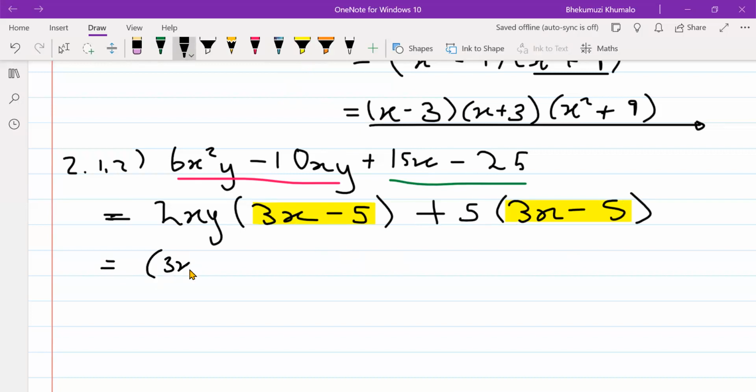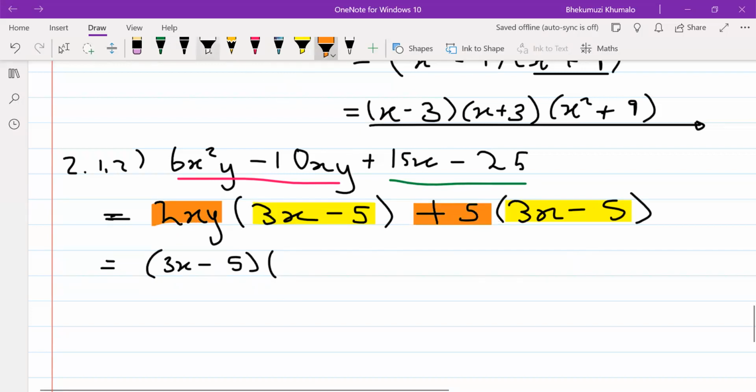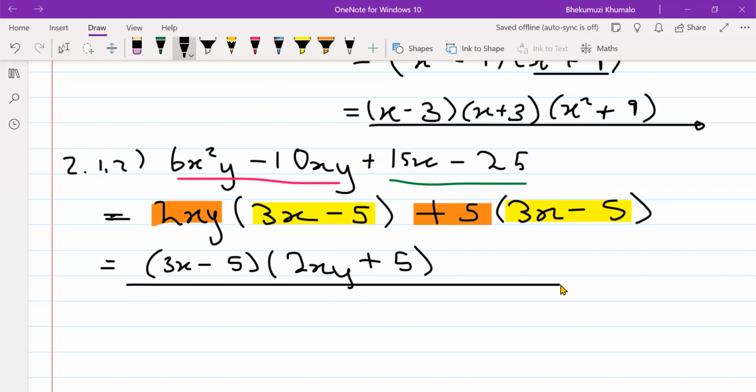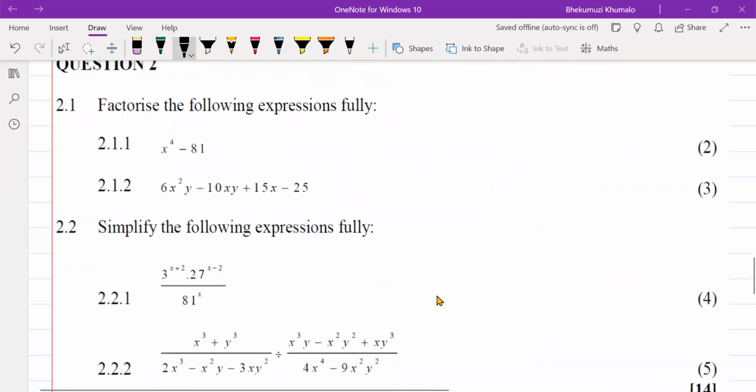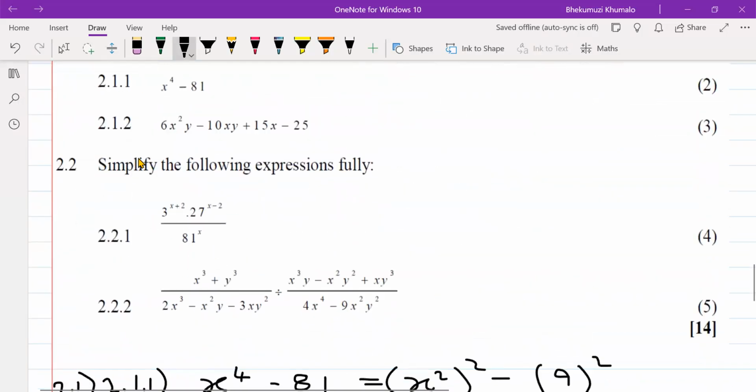So it's 3x minus 5, and create a second bracket where we would take 2xy and 5 and put it into the same bracket. So it's 2xy plus 5. And basically then we have our final solution. So that's our final solution to 2.1. Okay. Now let's look at the next one.